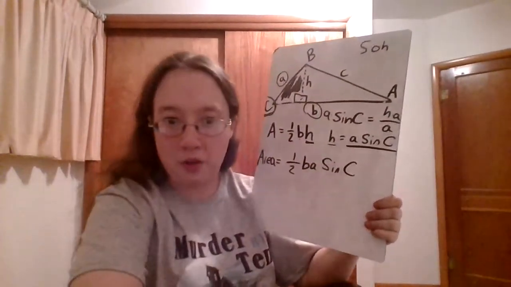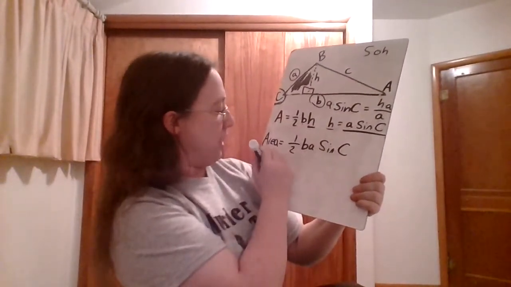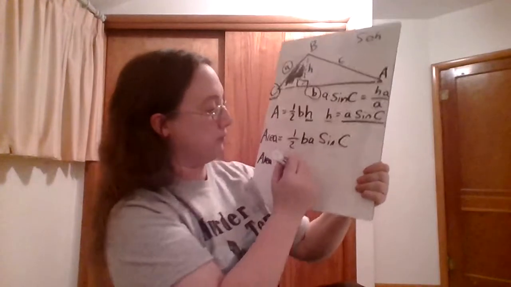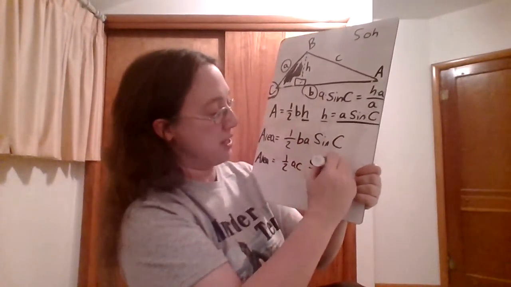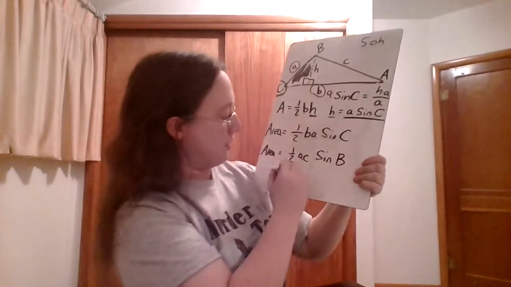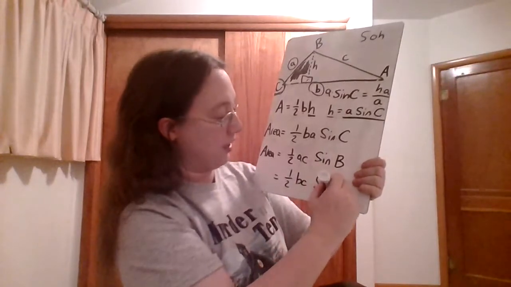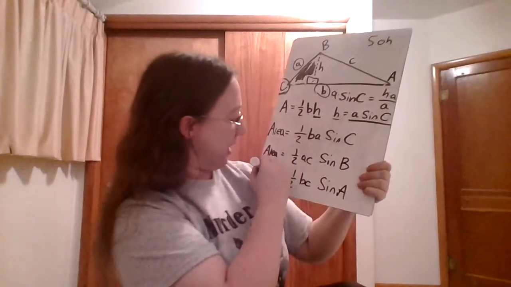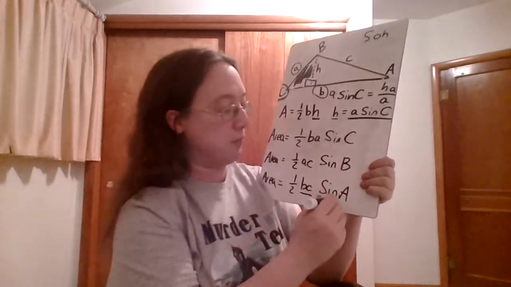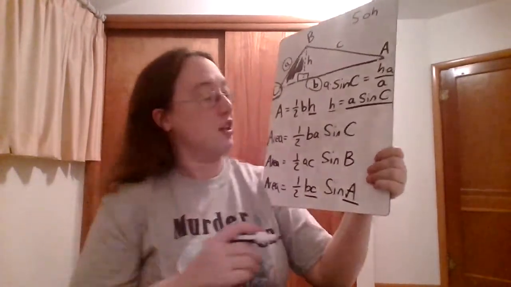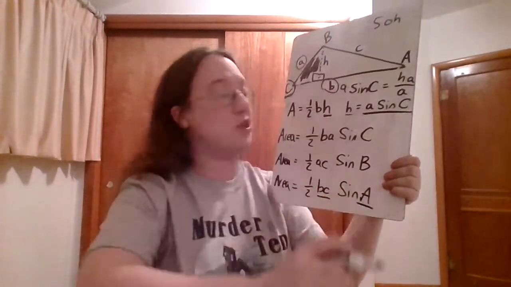You can actually go through and do this with all three of them. We're not going to go through all three of them, I'm just going to jot these up here. So our area could also be half of AC times the sine of B, or it could be half of BC times the sine of A. So the basic idea is you're taking your two sides and the angle between them and the sine of that. So we have half, two of our sides, sine of the angle between them.